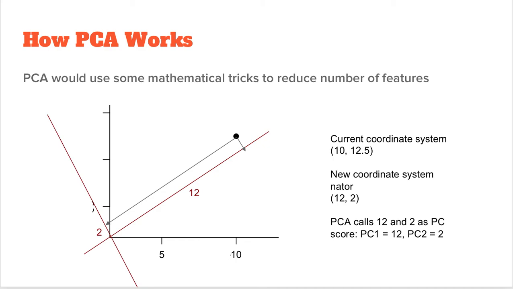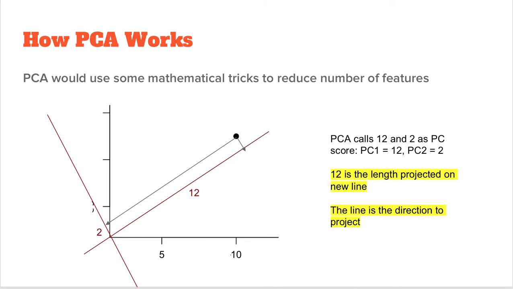In PCA, we call the 12 and 2 the PC scores. The PC score 1 for this data point is 12, and the PC score 2 for this data point is 2. Besides that, 12 is the length of the projected line on this new direction. 2 is the length after we project this data point onto the second line direction.